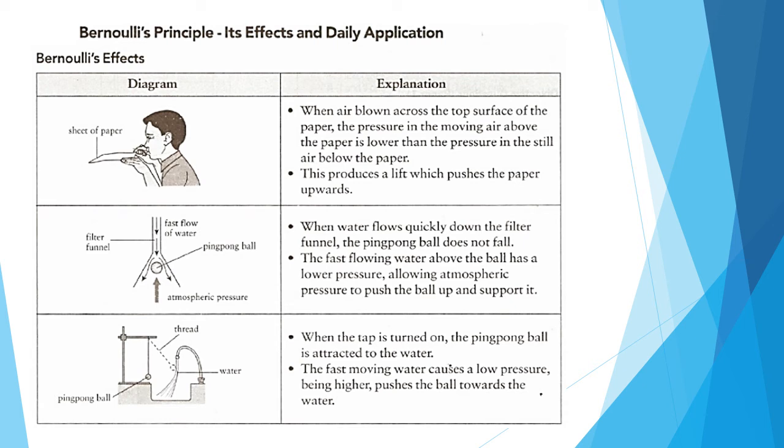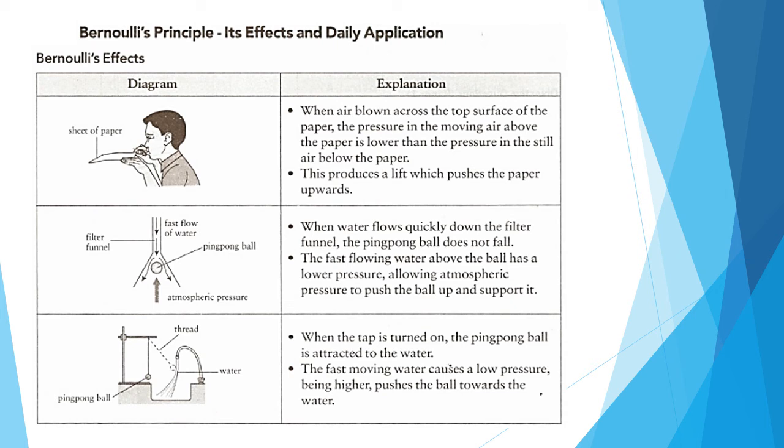Second one, when the water flows quickly down the filter funnel, the ping pong ball does not fall. Why? Because the fast flowing water above the ping pong ball has a lower pressure because it moves very fast, allowing atmospheric pressure to push the ball up and support it from dropping down.